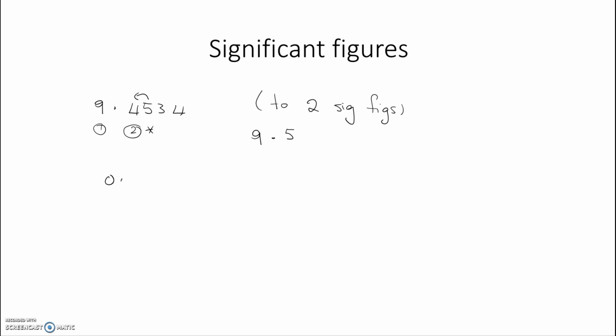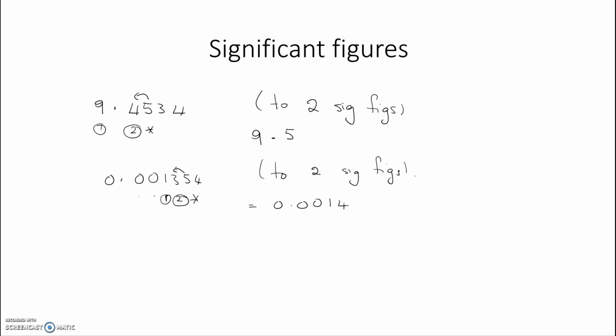Have a look at 0.001354 and take that to two significant figures. Okay, so we want to look at the first two non-zero digits starting from the left. So 1, 2. Now look at the third. The third is 5, which is greater than halfway, so we need to round it up. So the answer would be 0.0014.